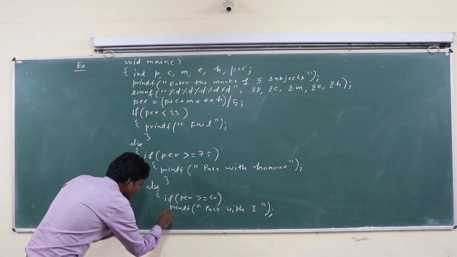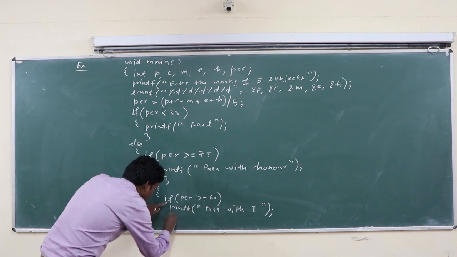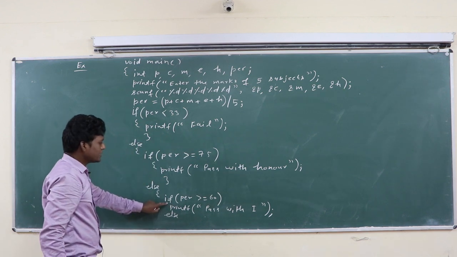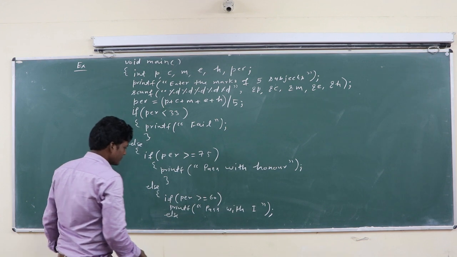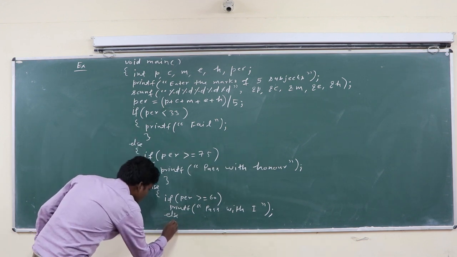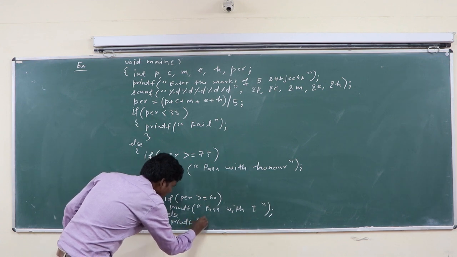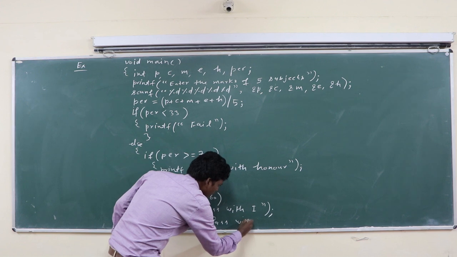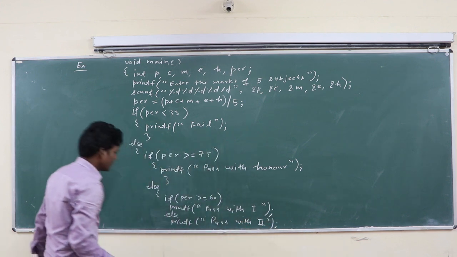Else, if this condition fails, in that case its else will execute. Else, printf pass with second division. Pass with second division. Okay.